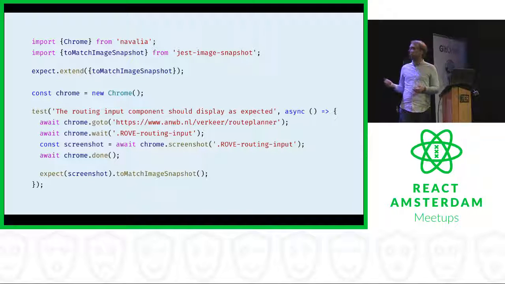This is an example of Navalia. Navalia uses headless Chrome to test your application or your web page, actually. What we're doing here in this function is we use a library called jest-image-snapshot, which does probably what you think it does. You can tell Chrome to go to your web page, to wait for a certain element to appear. You can have it take a screenshot, and after that you can check if that screenshot matches the previous screenshot.